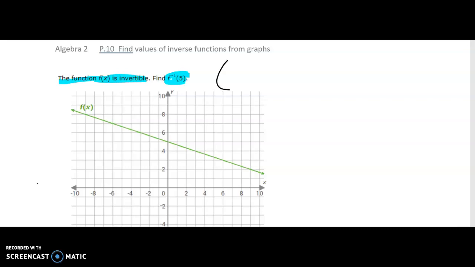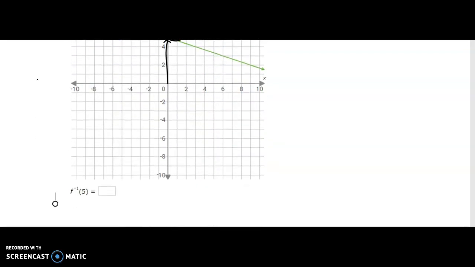So what you are doing is this right here. Your 5 goes there because it's your y, and they are looking for your x. So to be able to find the x, we're going to go up 5, and this point right here is at 0, 5. So 0 is your answer.